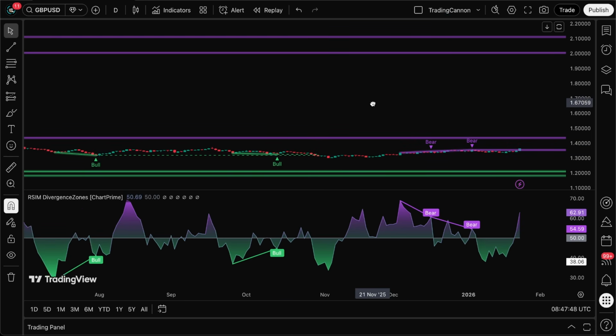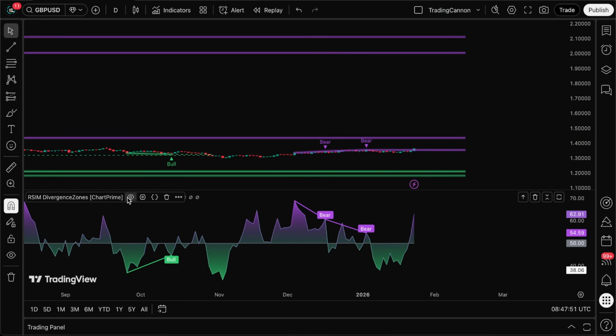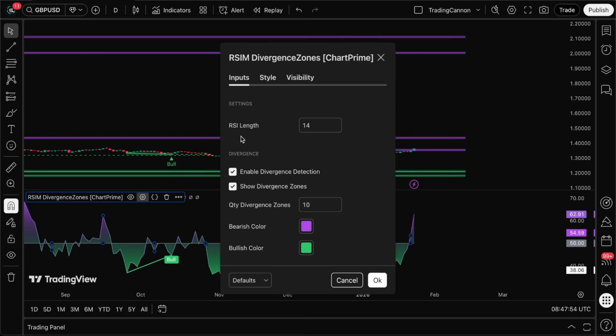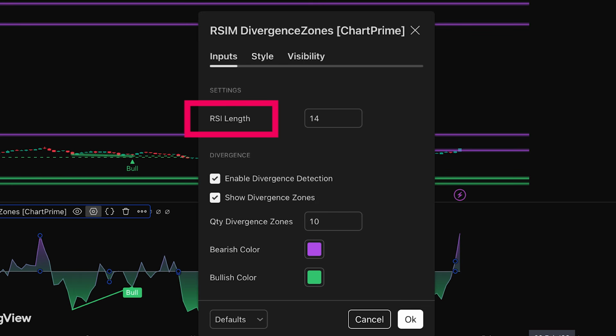Now, how do you set it up properly? Once it's added, click the gear icon next to the indicator name in your chart's indicator list to open the settings. The defaults are pretty solid for most users, but here's what to tweak for beginners. RSI length. Default is often around 14, but you can adjust it here. Use a shorter length, 8 to 12, if you're on lower time frames and want more frequent zones. Use a longer length, 20 to 30, for cleaner, higher probability zones on bigger pictures, fewer but stronger signals. Start with the default and experiment.